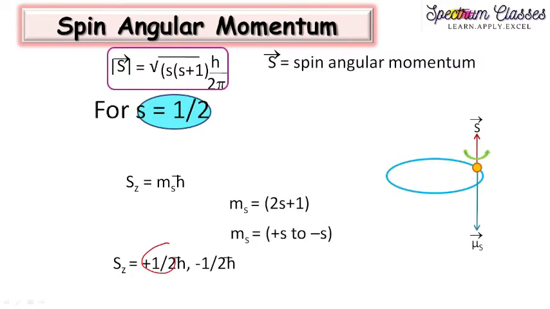Here I am writing this plus 1 by 2 h cross, minus 1 by 2 h cross. So this is the component. I can show you here. Suppose this is the applied magnetic field B, in the direction of the z axis. Then the spin angular momentum, having the length of this arrow, is under root 3 upon 2 h cross, and it has two directions. One is in the plus direction and the other is in the minus direction, with the magnitude h cross. So this is the component in the plus z direction.